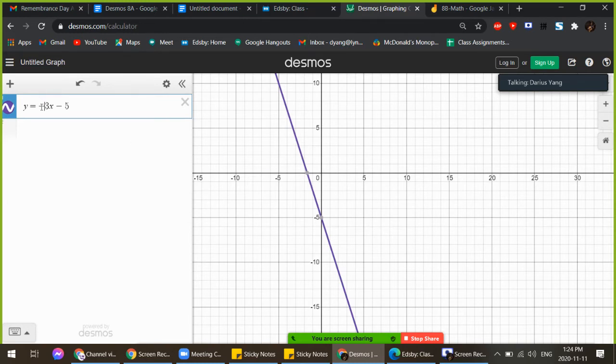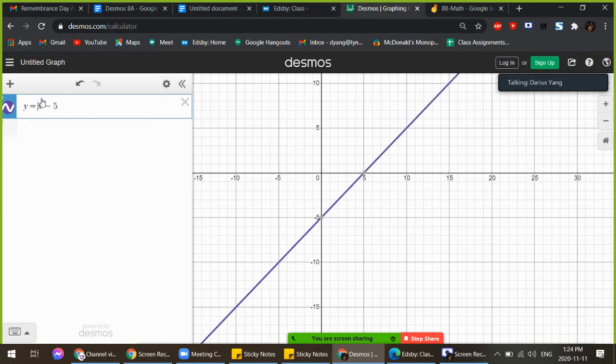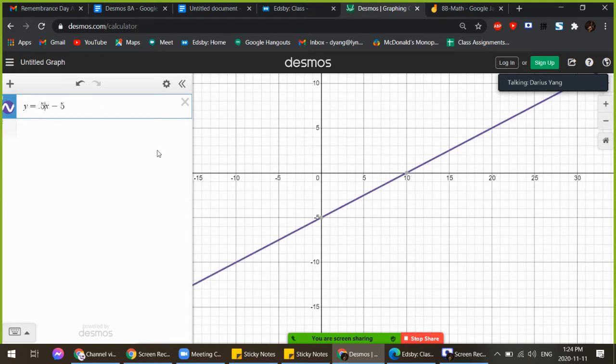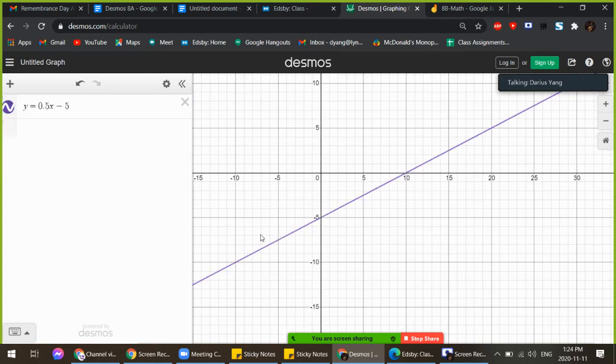Okay, and if the slope is actually less than 1, so let's just say 0.5, then you get a line that is less steep than 45 degrees. So y equals x is exactly 45 degrees. The lesser the slope is, the closer it is to 0, the less steep it is. By the way, that's the relationship between the m and the graph of y equals mx plus b.